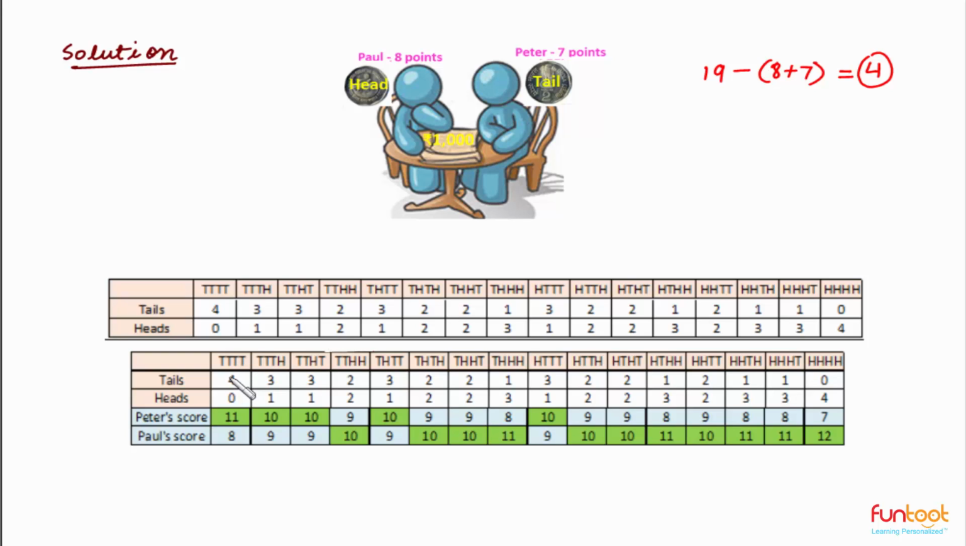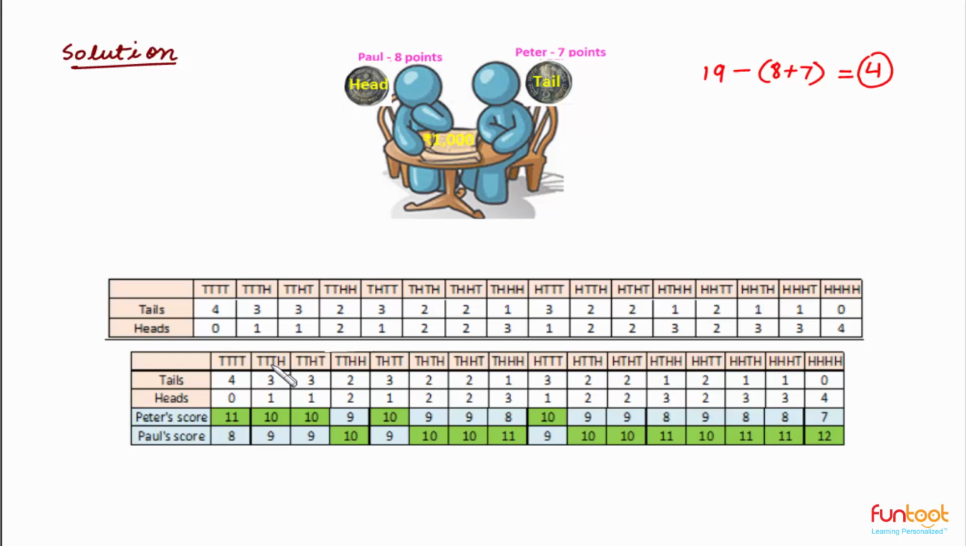Suppose that in the remaining 4 rounds, each time we get tails. So number of tails here will be 4 and number of heads will be 0. So Peter had bid for tail and his score at the time of stopping the game was 7 points. So his score will become 11 points and that of Paul will remain as 8 only, which was the score at the time of the game being stopped.